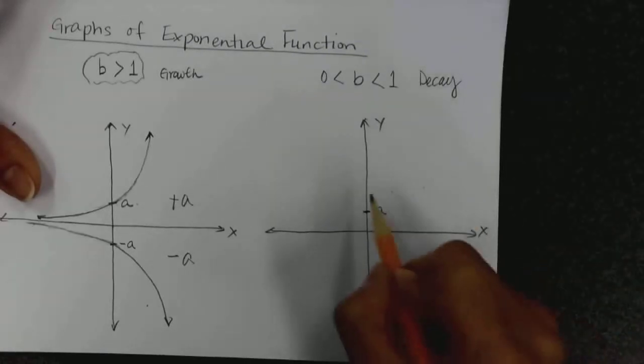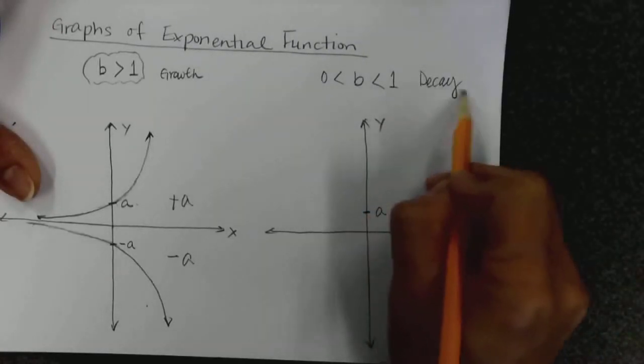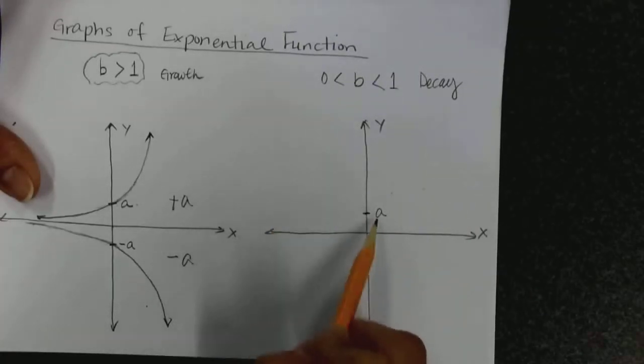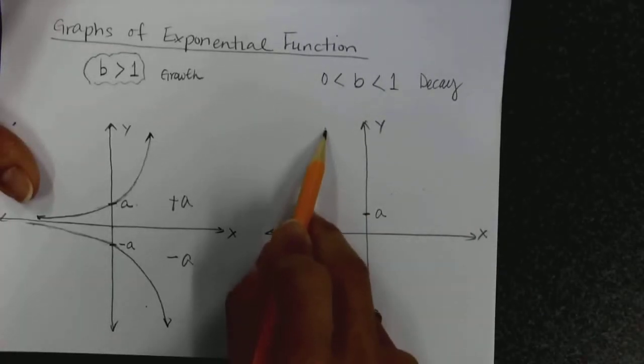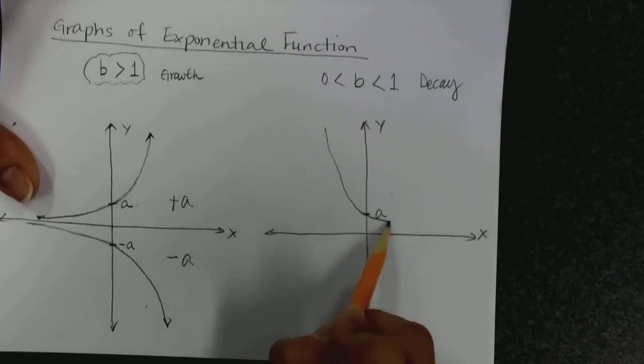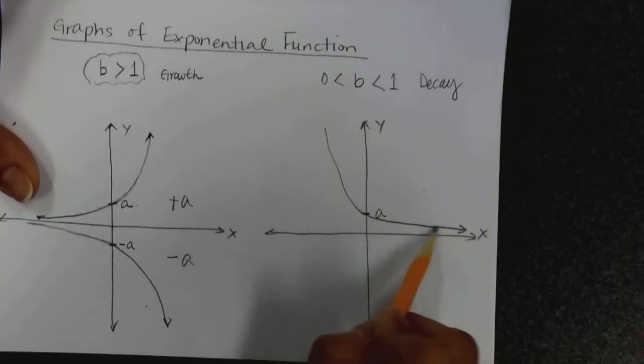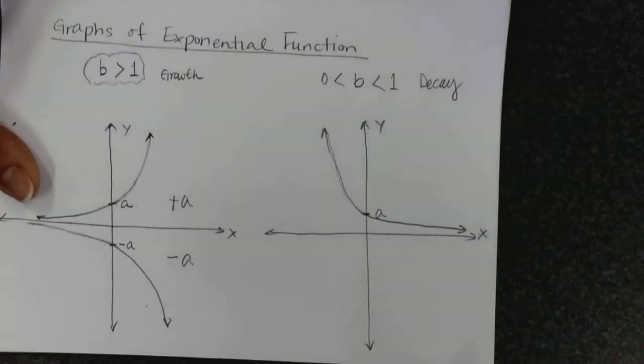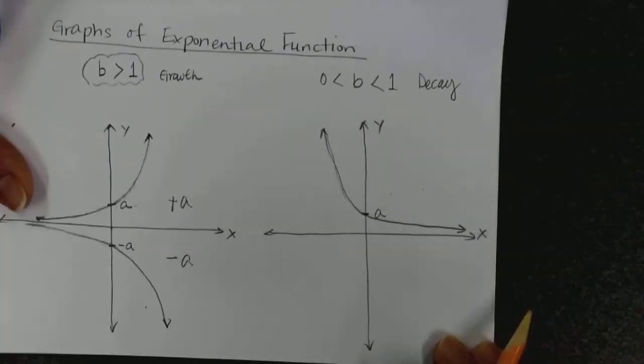And the way it grows in this one, because it's called a decay, as x gets bigger, the amount that we have is going to get smaller. So it's going to start out big, and then it's just going to get smaller, and it's going to get smaller, but it's never going to become 0. So y never becomes 0.